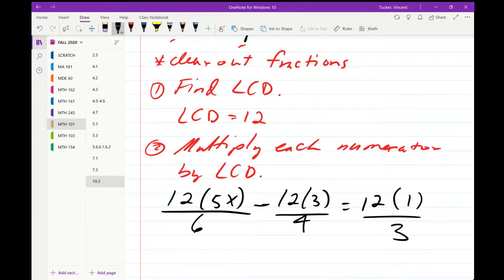And even if you didn't find a complete LCD, let's say you saw 24, as long as each denominator can divide into that number evenly, then you're still fine. LCD is just the smallest number to work with, but whatever number you multiply to each term has to be divisible by the denominators. So we have 6, 4, and 3. Whatever number I multiply by each numerator has to be divisible by 6, 4, and 3.